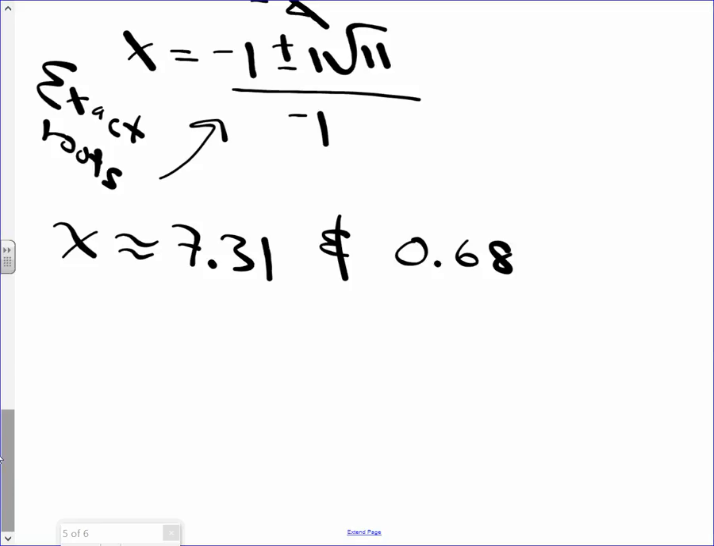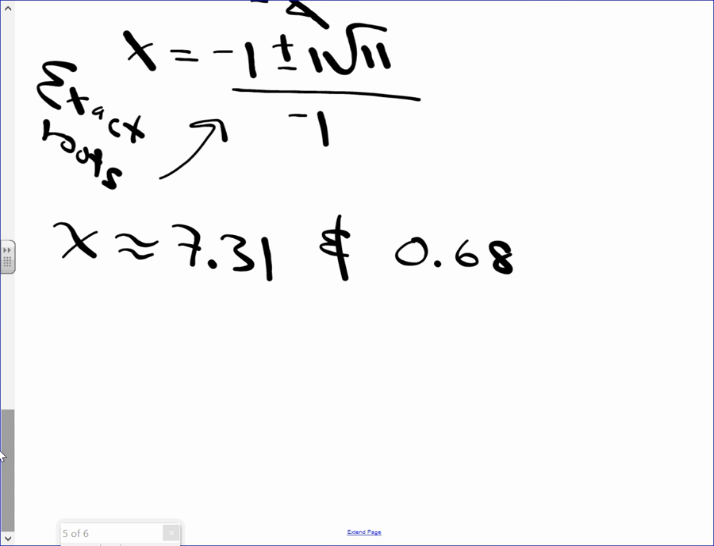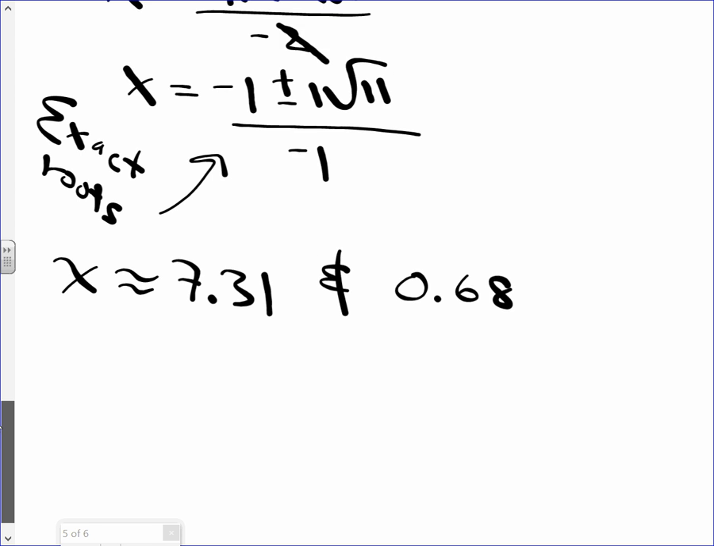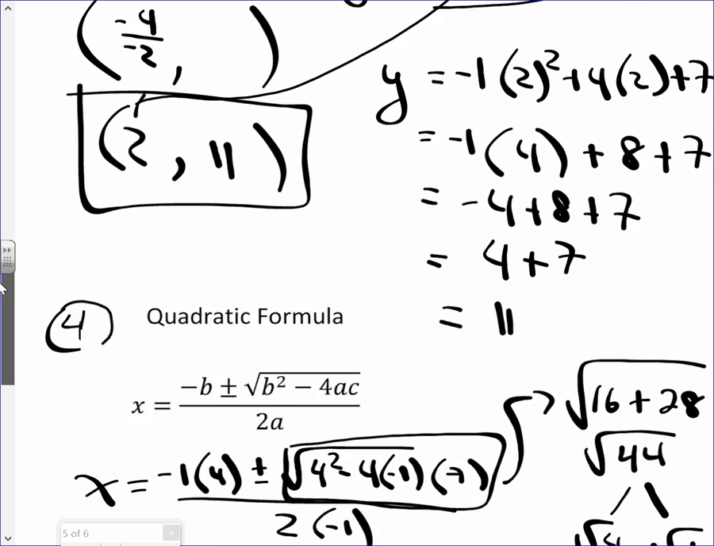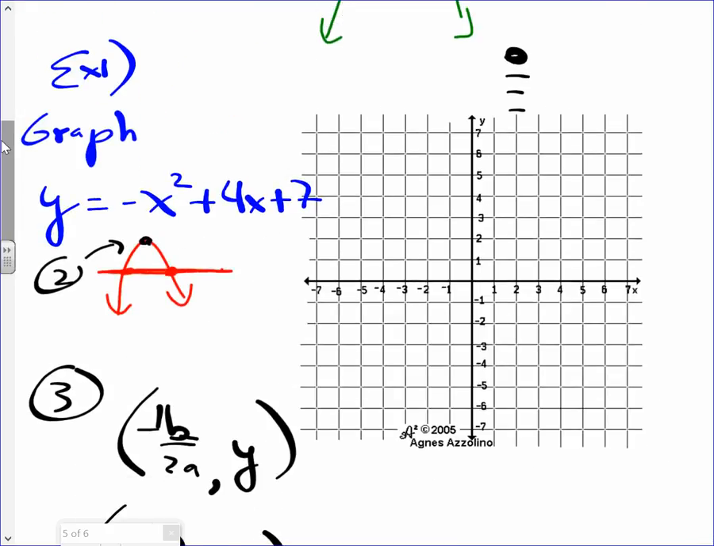Watch this. So those are your x-intercepts. That's where the parabola crosses the x-axis. Go ahead and plot those with me. 7.31 and 0.68. Plot it with me, guys. Here we go. But I'm going to do one more thing. Watch. Check it out. 7.31 is right here. And 0.68 is about right here.